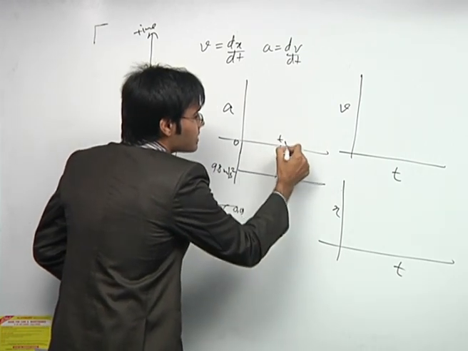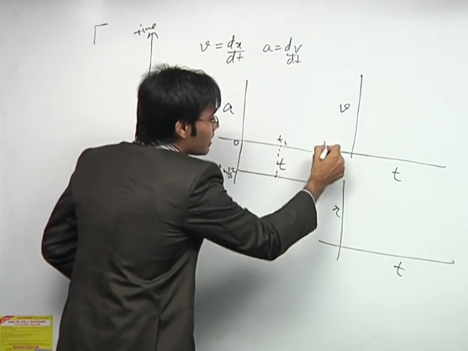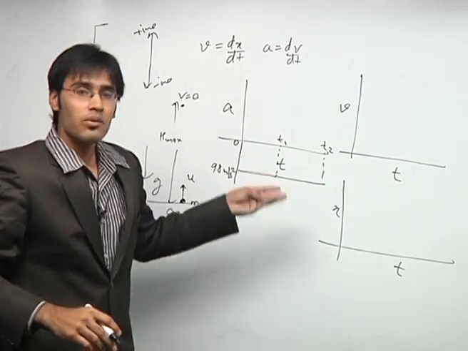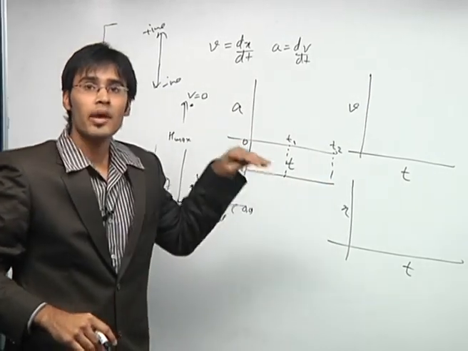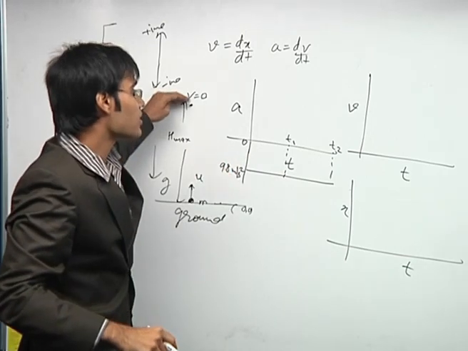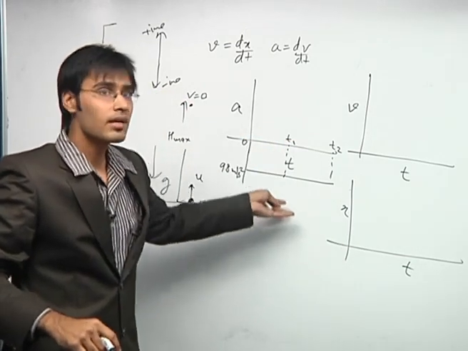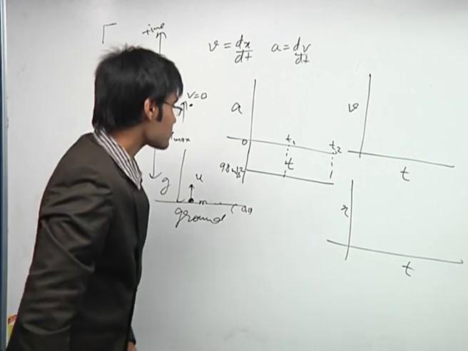Let's draw two time intervals, t1, 0 to t1 and t1 to t2. 0 to t1 represents the ball going up and reaching a point h, that is the maximum height, okay. Then it will come down, it will take the same amount of time, okay.